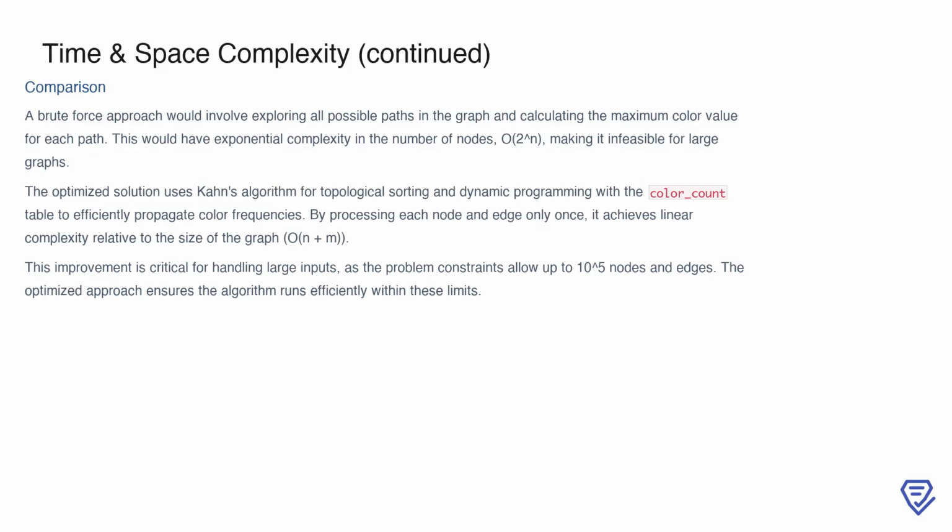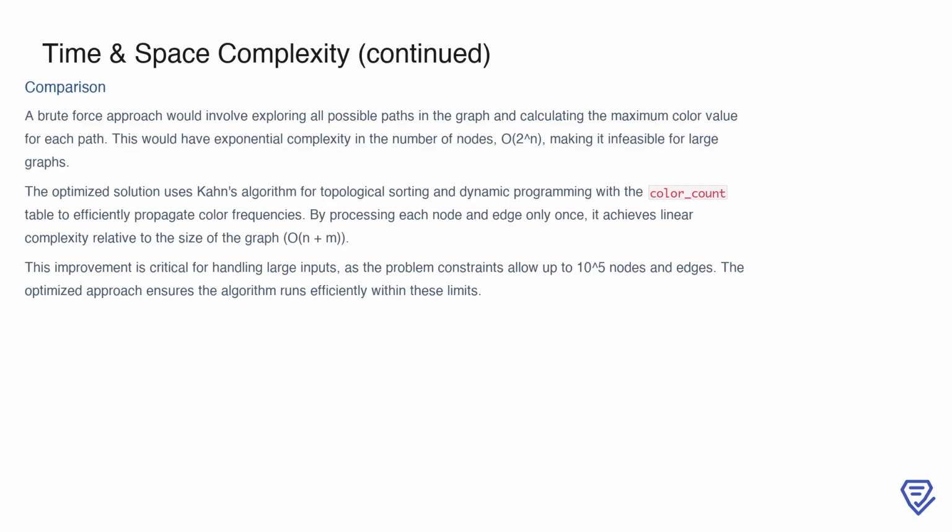Comparing this optimized solution to a brute force approach highlights its efficiency. A naive method would involve exploring all possible paths in the graph and calculating the maximum color value for each path. This would lead to an exponential time complexity of O(2 to the power of n), which becomes infeasible for large graphs. In contrast, the optimized solution leverages Kahn's algorithm for topological sorting and dynamic programming with the color frequency table.